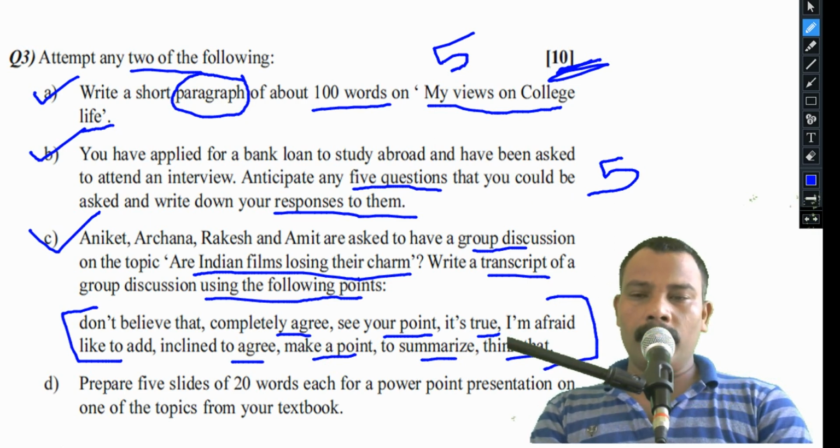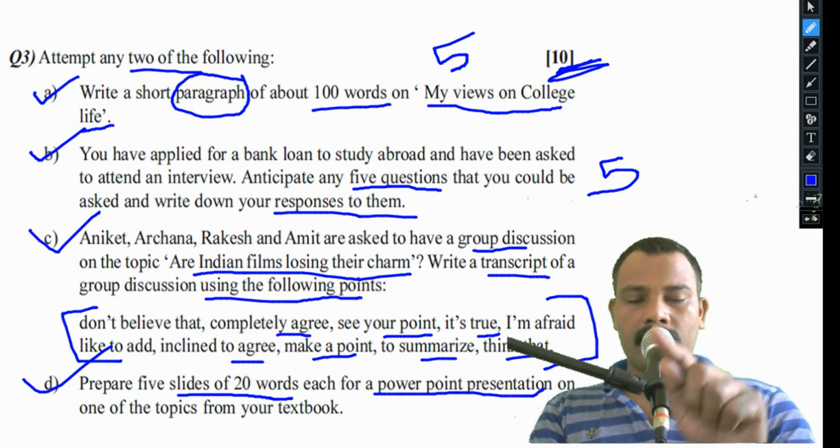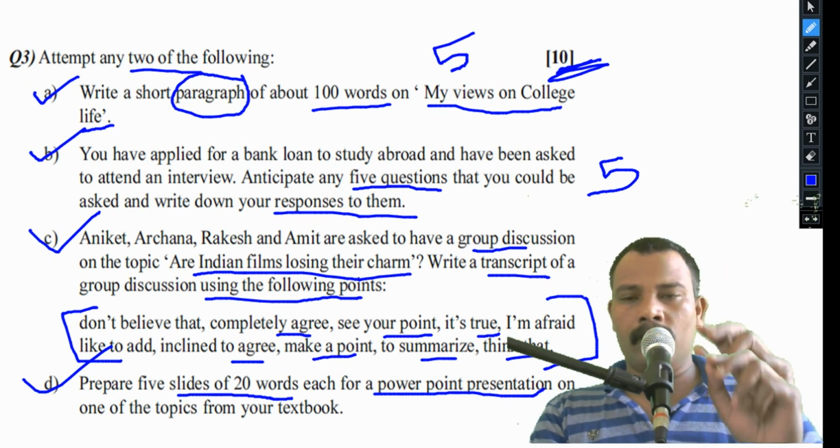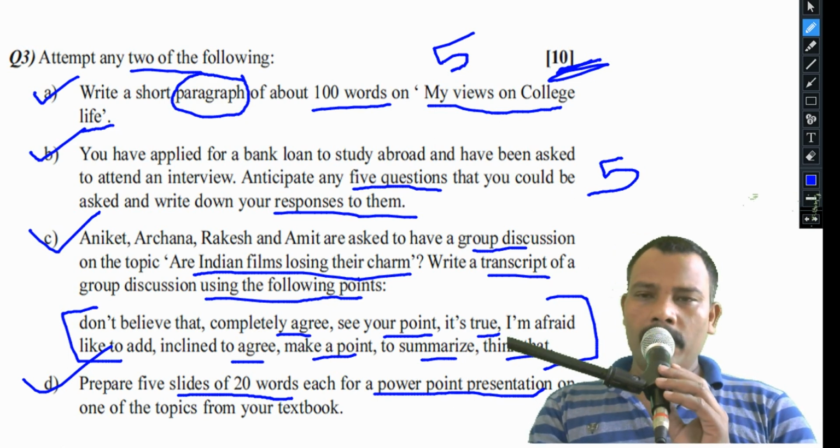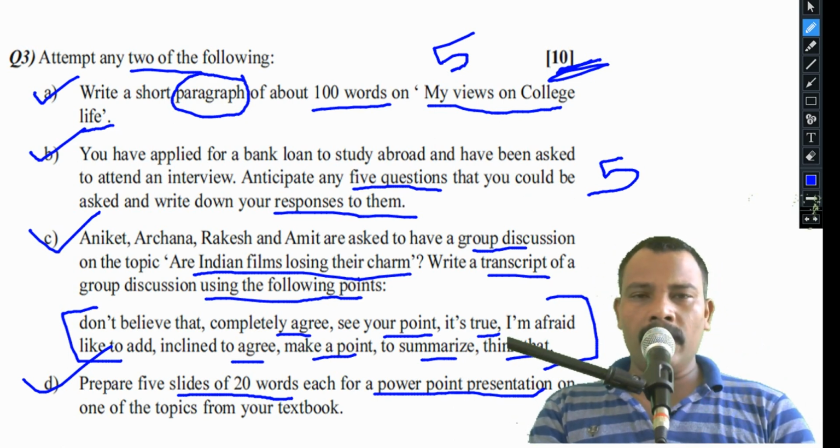So question number 3C will be based on group discussion, and question number 3D, prepare 5 slides of 20 words. Means prepare a PowerPoint presentation. So you have to make some kind of boxes in the answer sheet, and according to that you have to make some slides over there. Now what is the most important part here? This will be based on the communication skills topic.